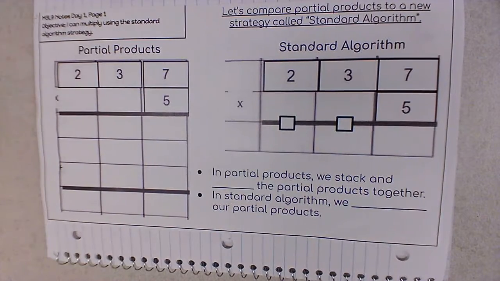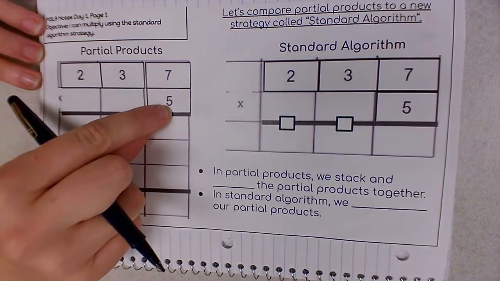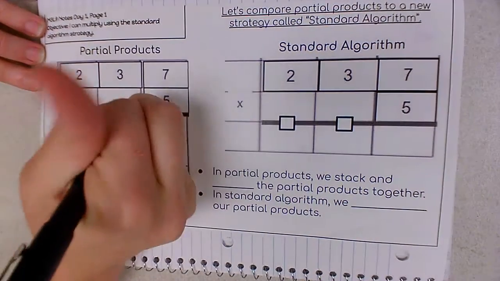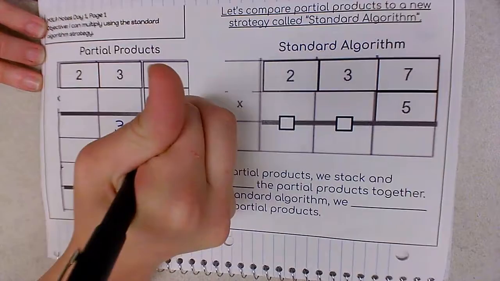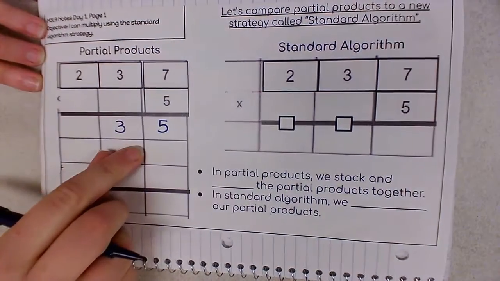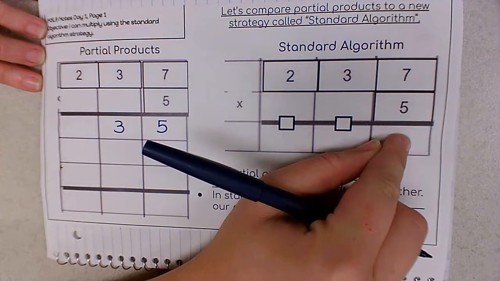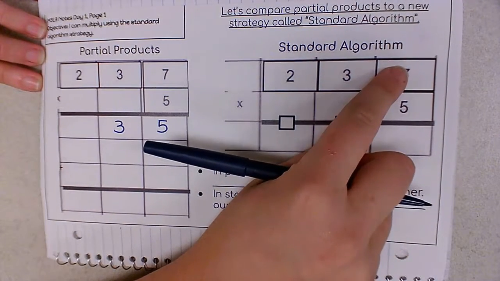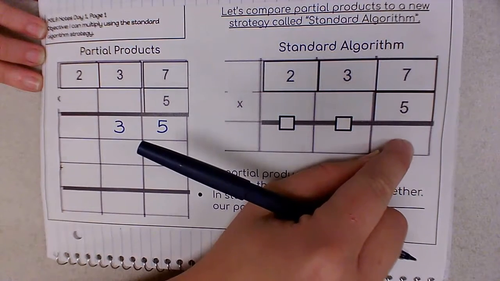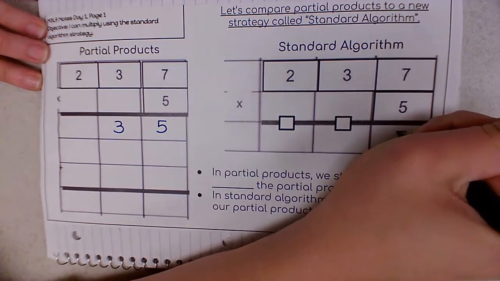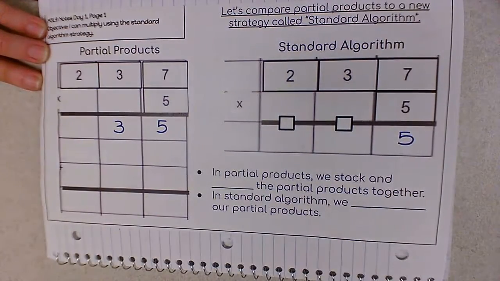The first thing that we do in partial products is that we multiply in our ones place. 5 times 7 ones. 5 times 7 equals 35. Let's compare multiplying our ones using a standard algorithm. Again, I'm going to multiply 5 times 7 ones. The difference is, instead of writing 35 entirely below, I'm going to regroup my 3 tens. I'll leave behind 5 ones.